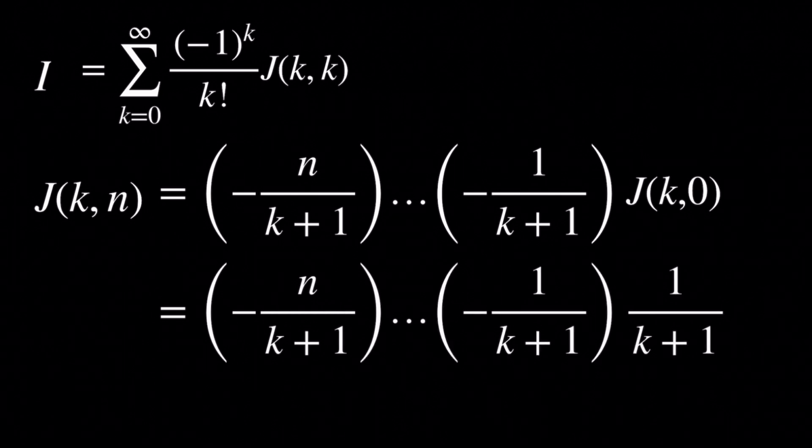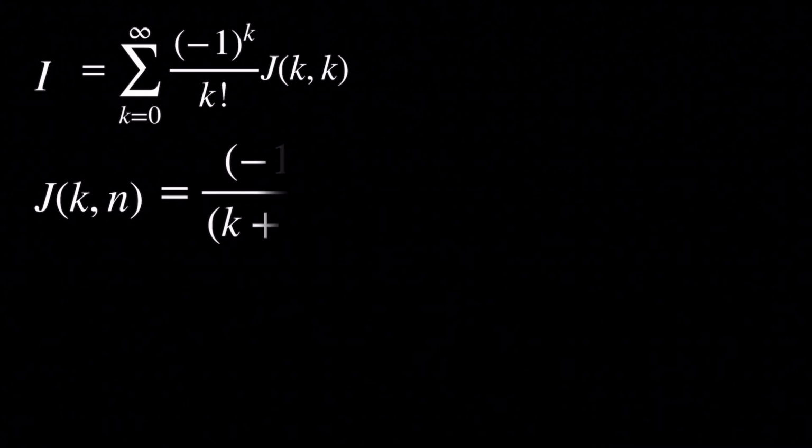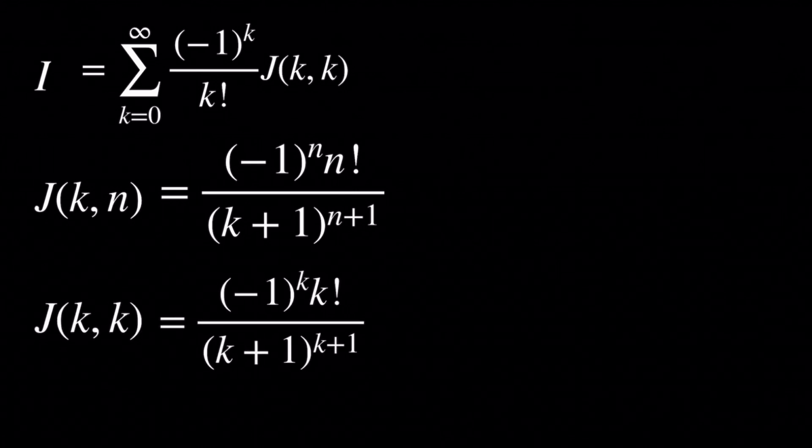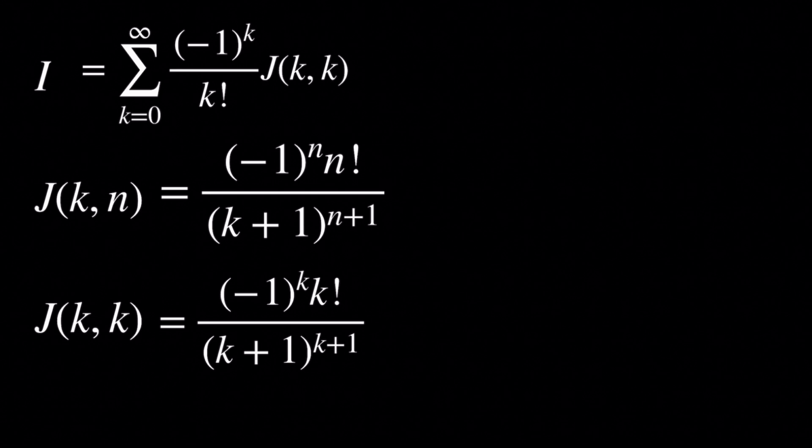And then we can simply simplify this. We're going to get on top negative 1 to the n times the product from 1 to n, which is simply factorial n, divided by n plus 1 copies of k plus 1. So we're going to get that J of k, n is equal to negative 1 to the n times factorial n divided by k plus 1 to the n plus 1. And then we can deduce J of k, k is equal to negative 1 to the k times factorial k divided by k plus 1 to the k plus 1.